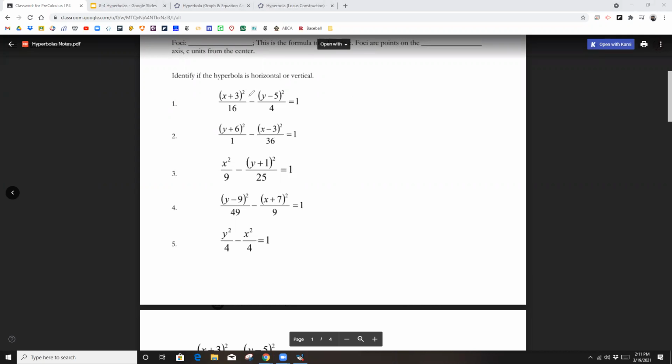All right, so all I gotta do is tell whether it's x squared minus y squared or y squared minus x squared. So this is x squared minus y squared, so it's gonna be horizontal. Number two would be vertical, because it's y squared minus x squared. Number three would be horizontal, because it's x squared minus y squared. And then the last two would be vertical, because it's y squared minus x squared.